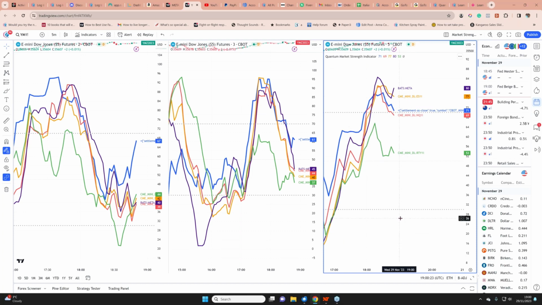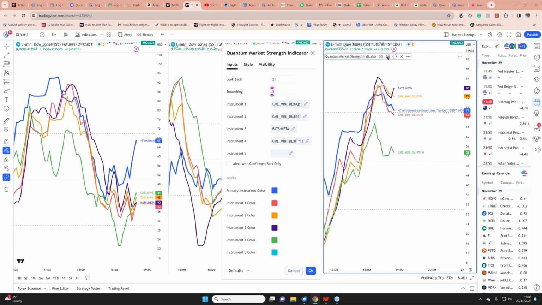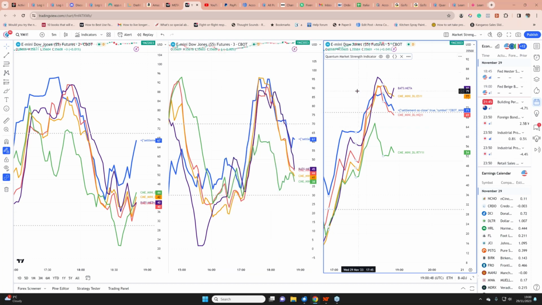So what it gives you is a very simple visual. And of course, what you can also do with this indicator is you're not restricted to particular indices. You can go in and add them. If you go into the settings up here, you can have up to 5 instruments, and they could be stocks, indices, commodities, whatever we want. It's just a really nice, simple way.